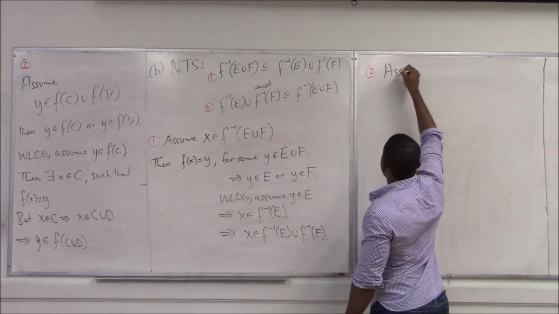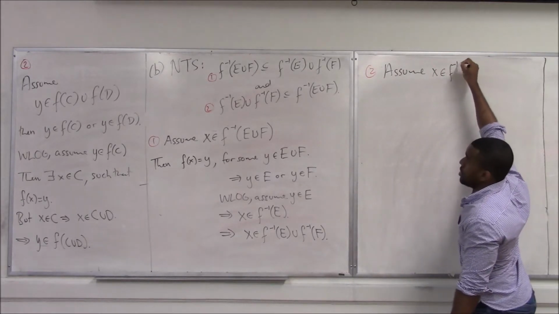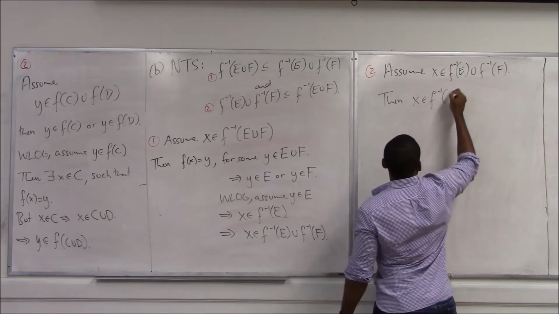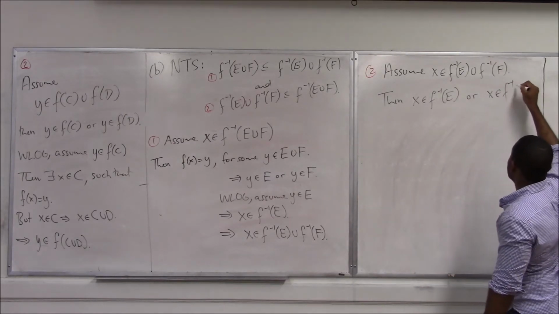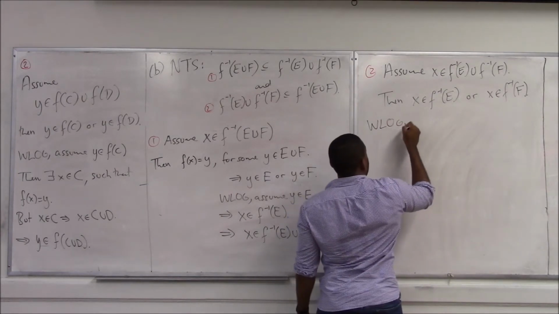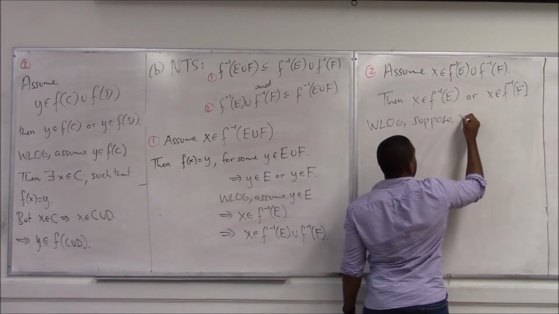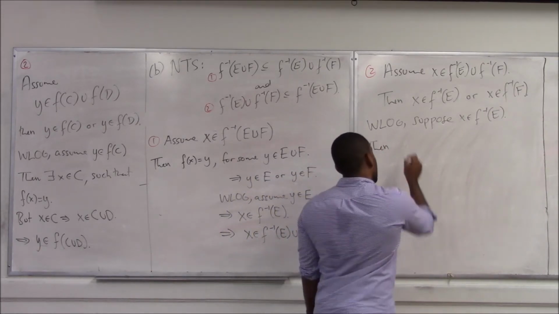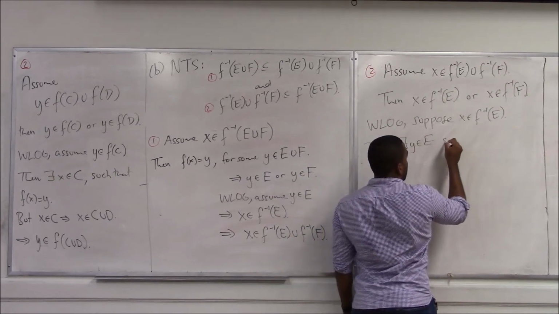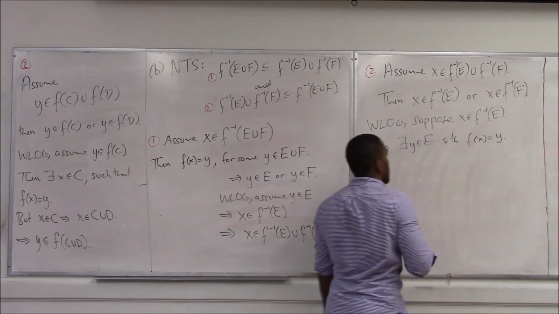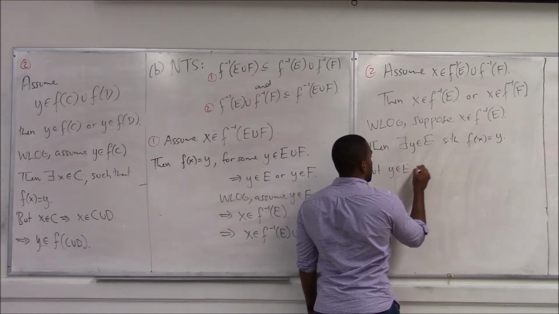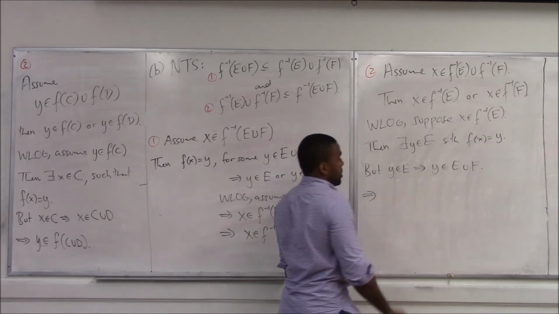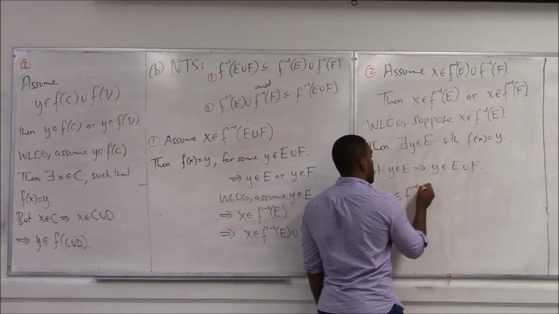For 2, if we assume X is an element of F inverse of E union F inverse of F, then X is either an element of this guy or, perhaps not exclusively, an element of that guy, without loss of generality. Suppose it's in the first one. Assuming it's in the second one would be a very similar thing. Then there exists y in E such that f of x equals y. But y in E implies that y is in E union F. This means that X is also in the inverse of the union.